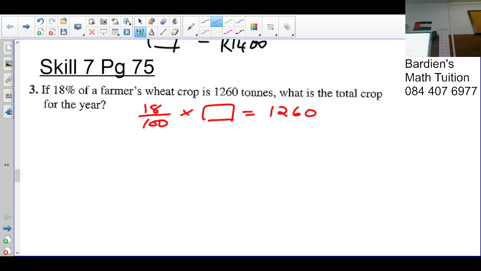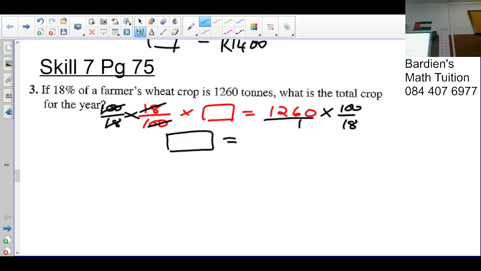Okay? So, how do I get this unknown on its own? I multiply it by its reciprocal, which is 100 over 18, both sides. Why do I multiply it by 100 over 18? Because 100 cancels 100, 18 cancels 18. That's why I take its reciprocal. Or you could have divided both sides by 18 over 100. Okay? So this unknown value, we're looking at the total mass over 1.